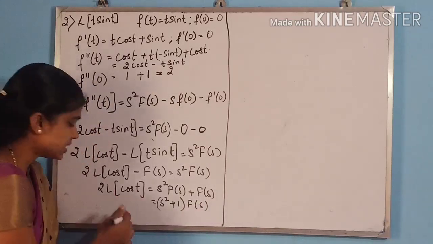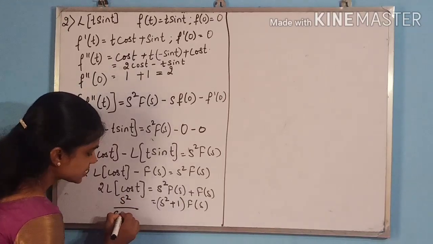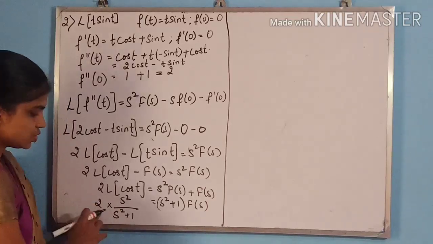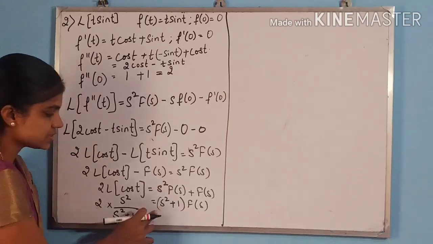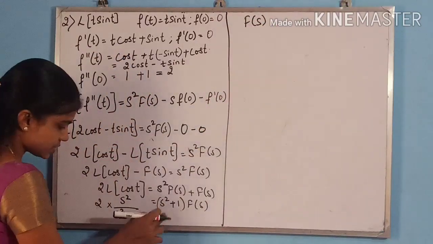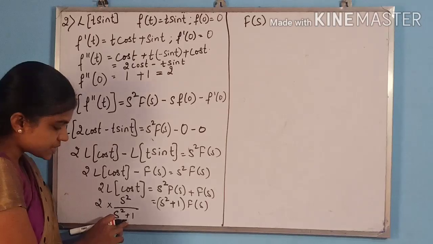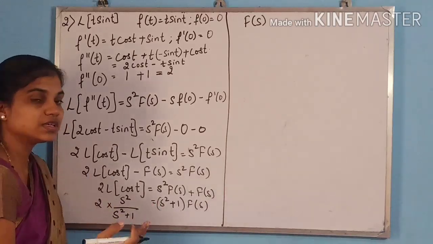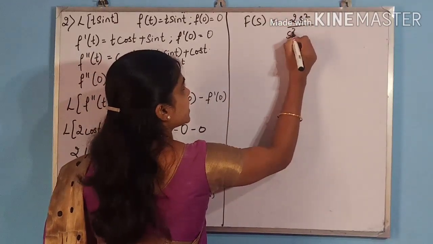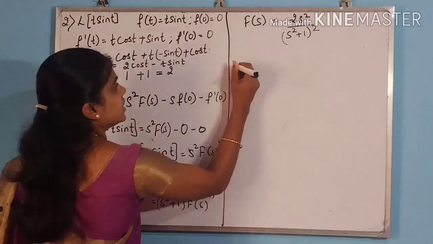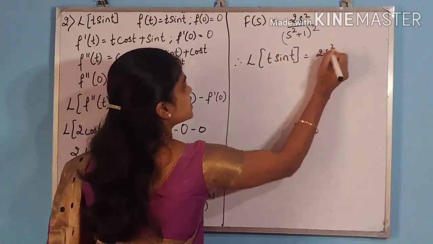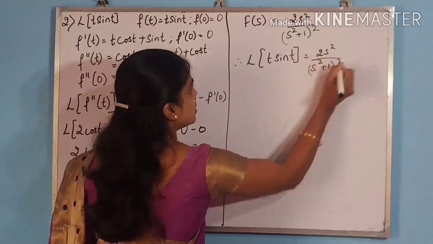Laplace transform of cos t is s square upon s square plus 1. And I have a 2 here. So 2 into s square upon s square plus 1. This is equal to s square plus 1 of f of s. But I want f of s. So this s square plus 1 comes down. S square plus 1 into s square plus 1 is s square plus 1 the whole square. So f of s is equal to 2s square upon s square plus 1 the whole square. Therefore, Laplace transform of t sin t is equal to 2s square upon s square plus 1 whole square.